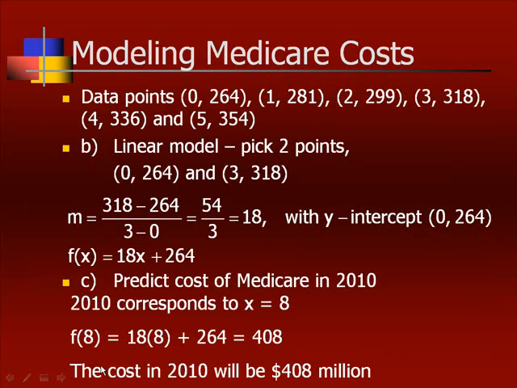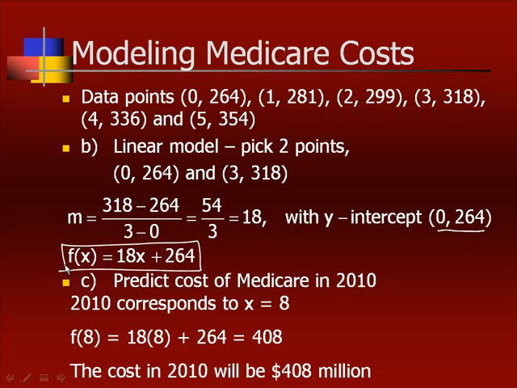Well, to find a linear model, or if it is a linear model, we can pick any two of those points and do it like we did earlier. Take your y2 minus y1 over x2 minus x1, find the slope. In this case, we know the y-intercept, so we could do our slope-intercept form and come up with the equation f of x equals 18x plus 264.